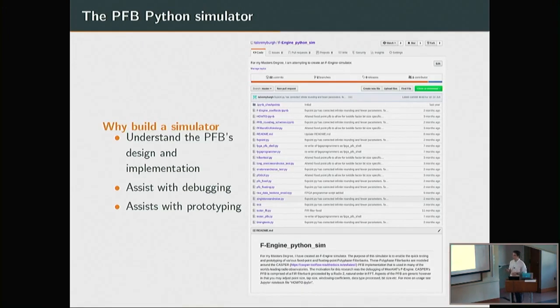So why build a simulator? I didn't know how polyphase filter banks work, so that's why I did it. I hope it assists with debugging. It certainly has helped me with my study of finite precision in a theoretical case. And I hope possibly it will assist with prototyping. If you're looking to build a new polyphase filter bank implementation and you want a best guesstimate, especially if you want to take into consideration the quantization effects.